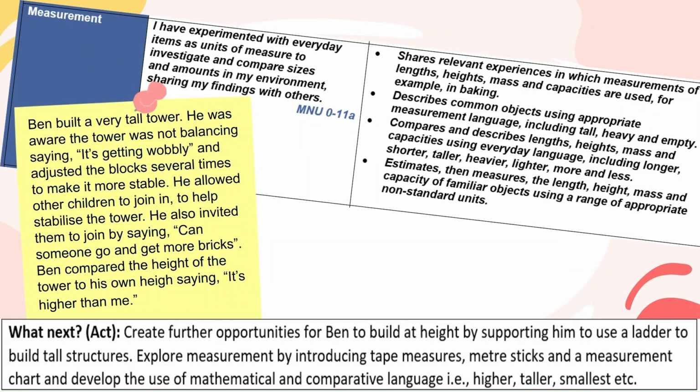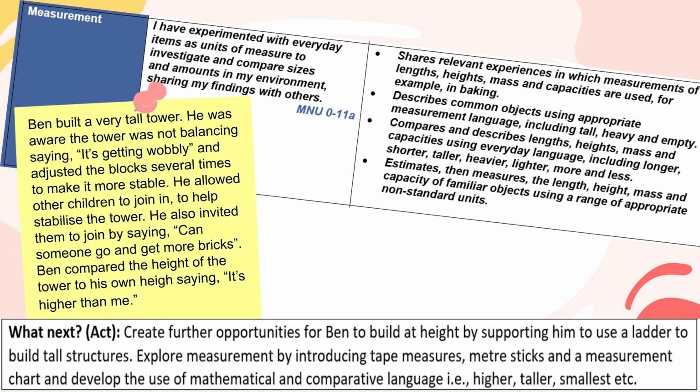The ACT section of the observation cycle details what you might do to support or extend the learning. This is planning, and it is not a next step for Ben, but it's a next step for us as the adults. We need to remember that a next step is something that a child might do, and planning is something that we, as the facilitator, will be doing.